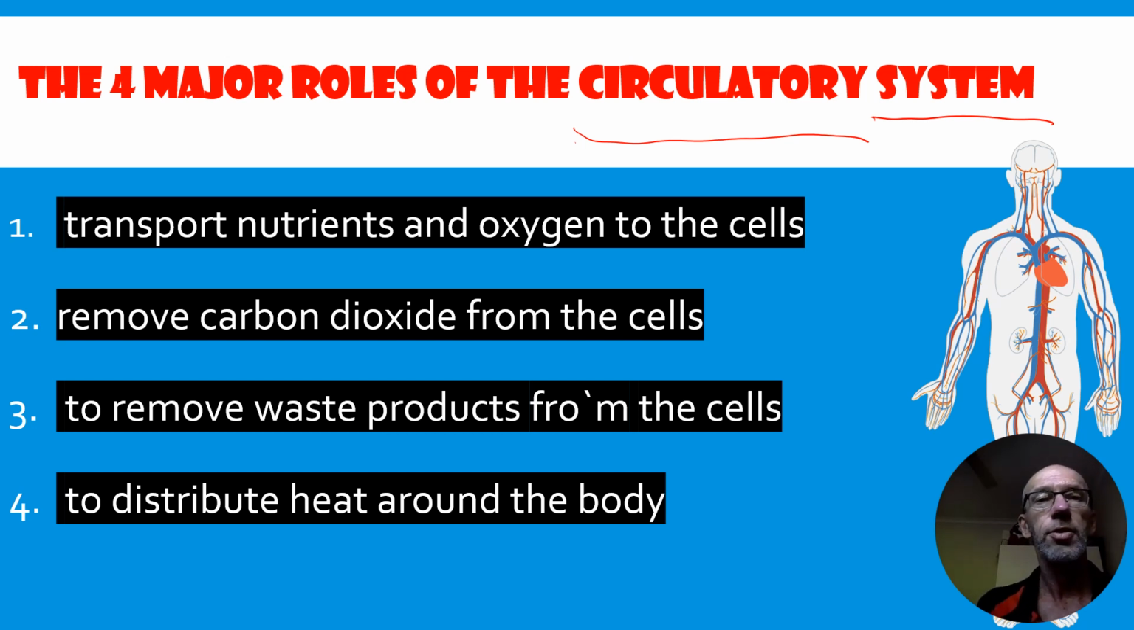So in terms of the roles, we're transporting oxygen and nutrients to the cells that need those oxygen and nutrients to function. We're picking up the waste, carbon dioxide, so we can transport that back to the respiratory system. We're also removing waste that we need to get rid of. And we're also distributing heat around the body so it can best function.